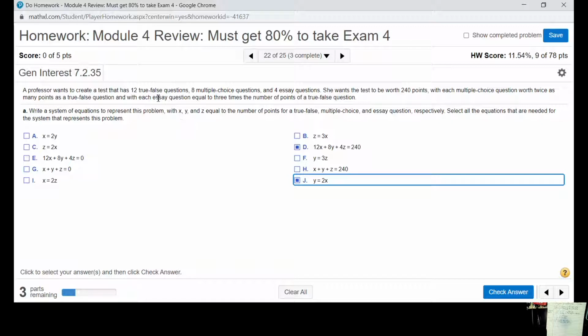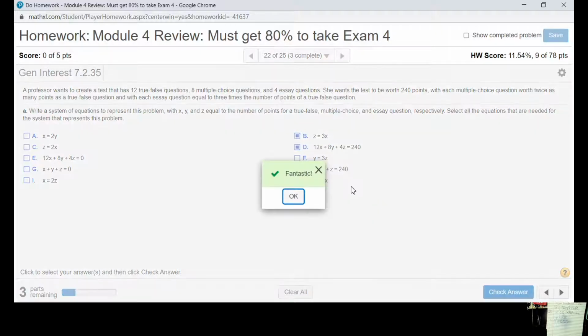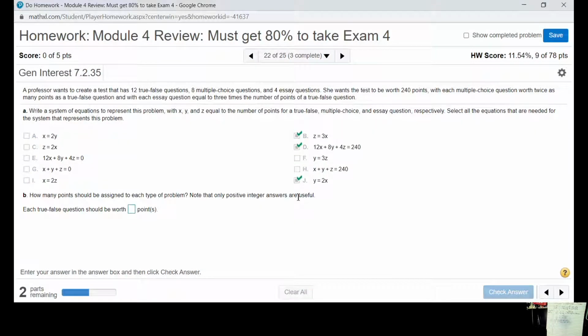And then the other one is about the essay questions being the most expensive. They have the most points and they're 3 times the number of points for a true false question. So Z, that's the big point value, is worth 3 times as much as X. So Z is 3X. That'd be this one. All right, so that's me without writing it all down. I just kind of talked through what those would be. So those are the 3 equations represented, and it's probably going to have us solve it.